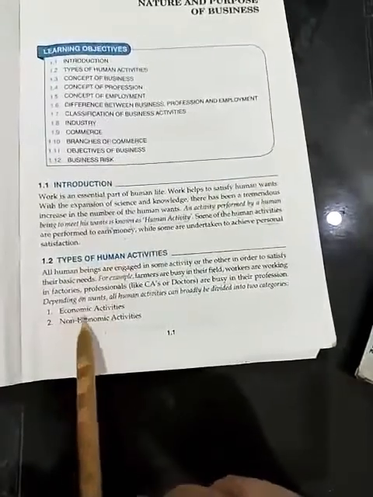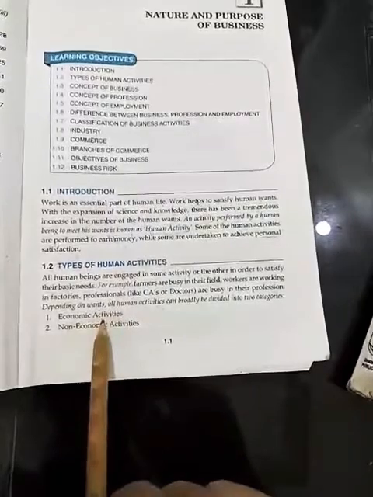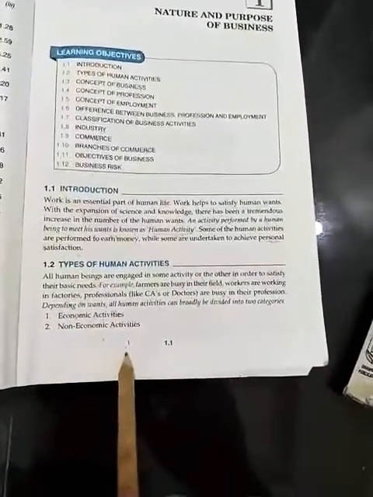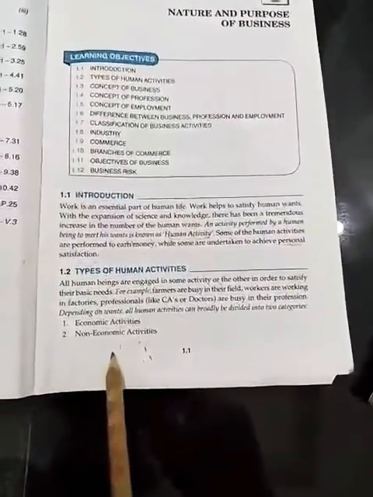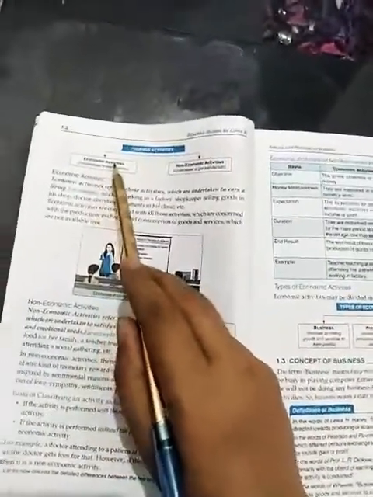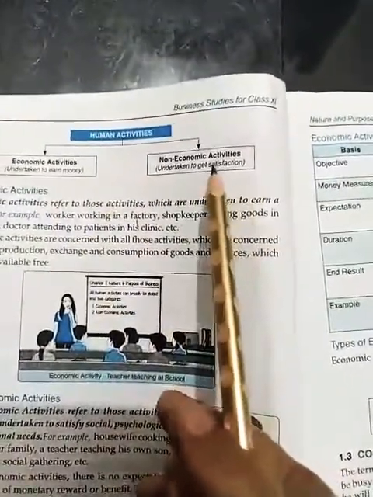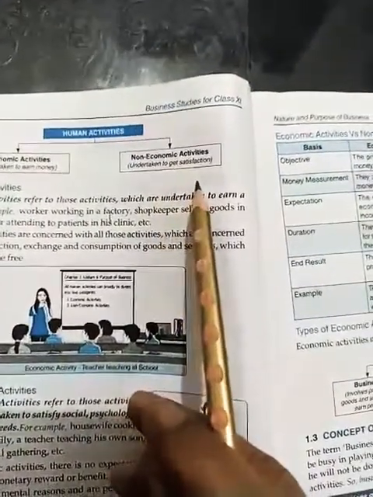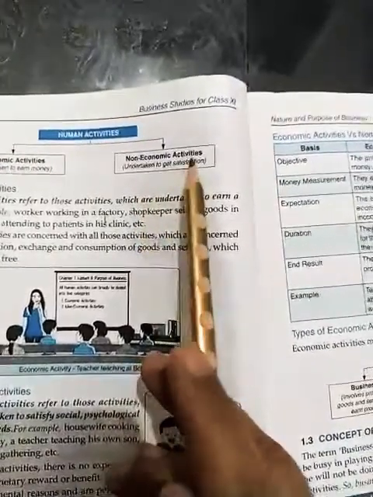Some human beings perform activities in order to earn money, called economic activity, and other activities are performed in order to get mental satisfaction, personal satisfaction, known as non-economic activities. There are two types of human activities. First is economic activities, undertaken to earn money, and second are the activities which are not undertaken to earn money but undertaken to get personal satisfaction, known as non-economic activities.